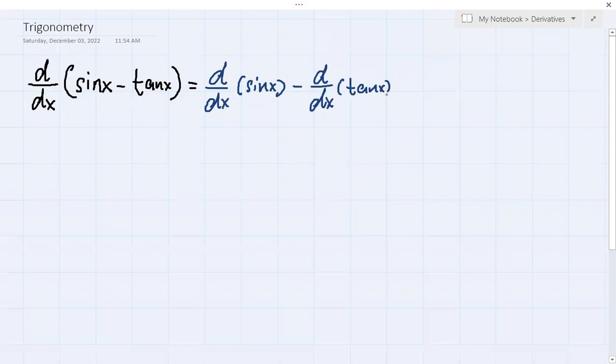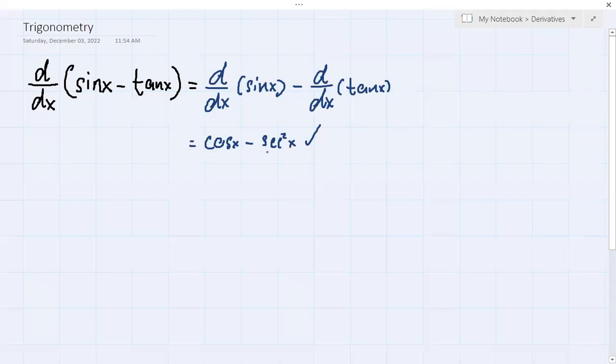Ayan. So, in here, let's now differentiate them one by one. So, una, let's start differentiating sin x. Recall natin ang derivative ng sin x ay cosine x. Minus derivative ng tangent x. Recall that ang derivative ng tangent x is secant squared x. And we're done. Tapos na tayo. Okay? Or we can simplify this one.